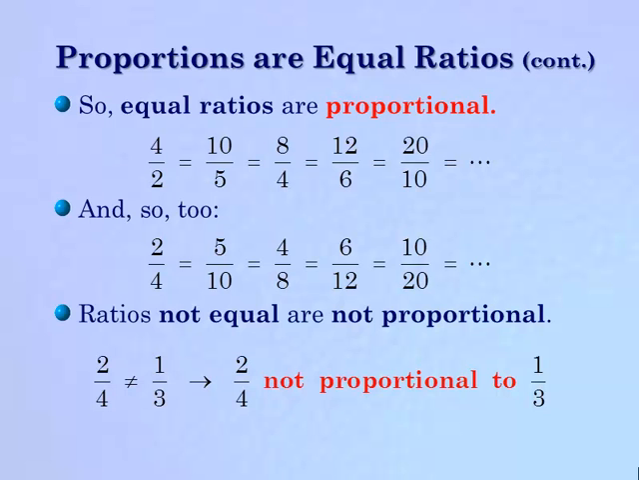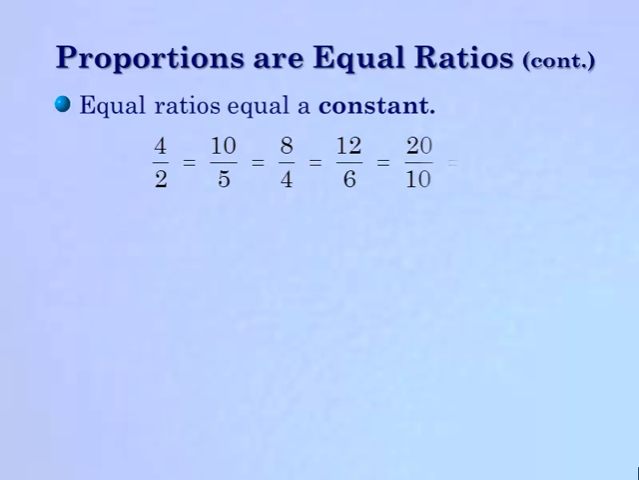Ratios that are not equal are not proportional. So for example, the ratio of 2/4 is not equal to the ratio of 1/3. So we would say that 2/4 is not proportional to 1/3. Now, equal ratios have a nice thing called a proportionality constant that they all equal. So as we saw earlier, 4/2 and all of these other ratios all equal 2.